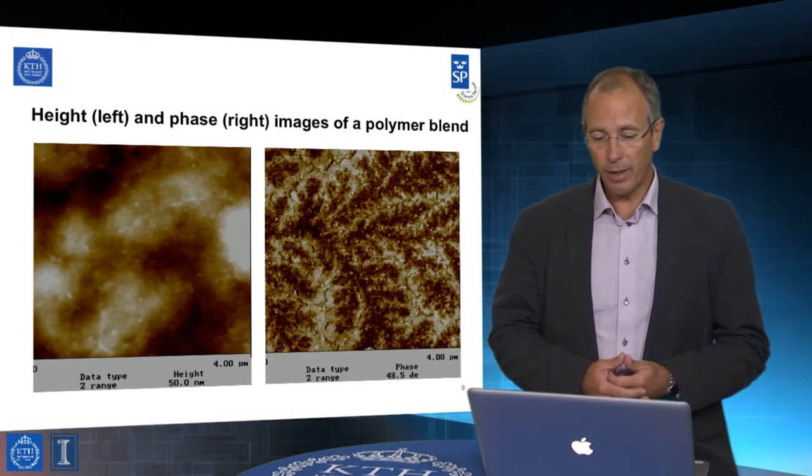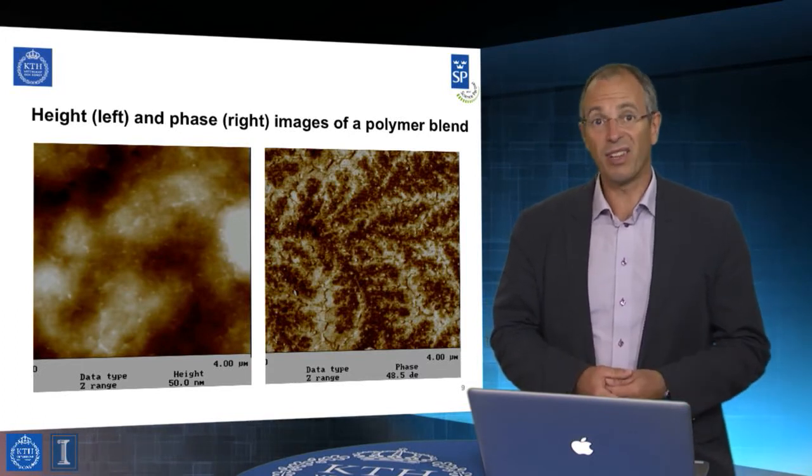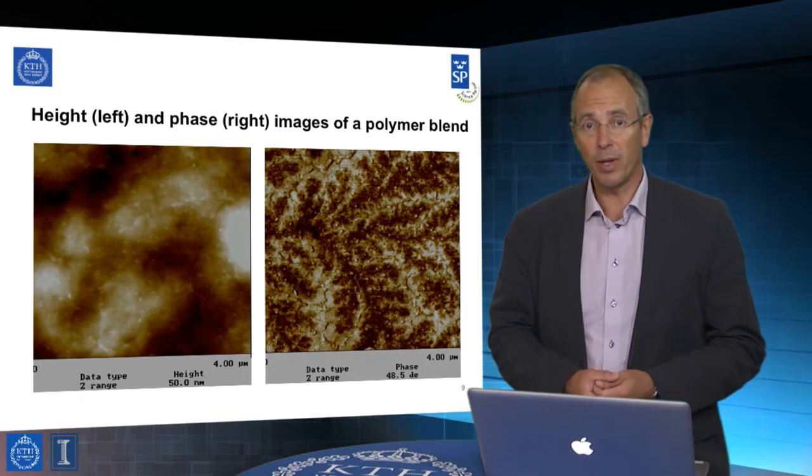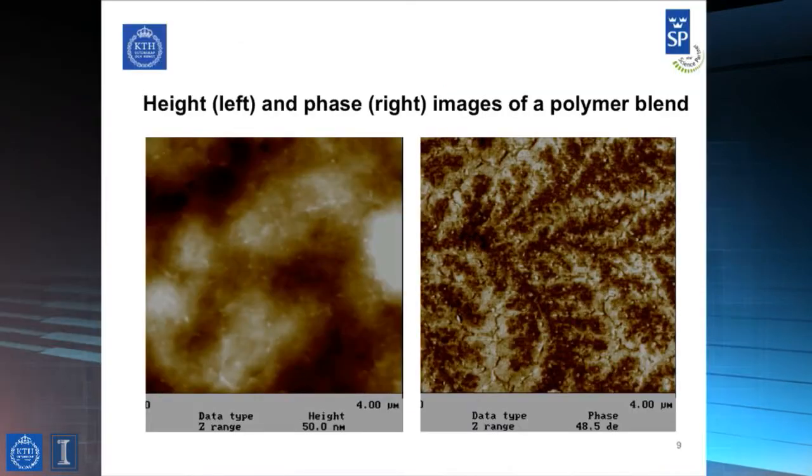This is a polymer blend. Again, the height image on the left doesn't tell you very much about the composition and where the different polymers are. You get a sense of the topography. You can see these little white spots, which once again are probably little contaminants of some description.